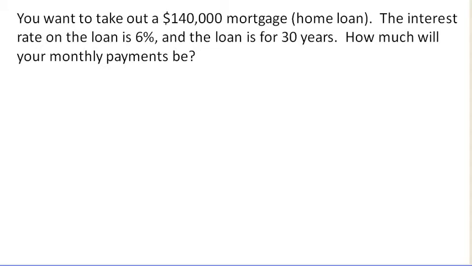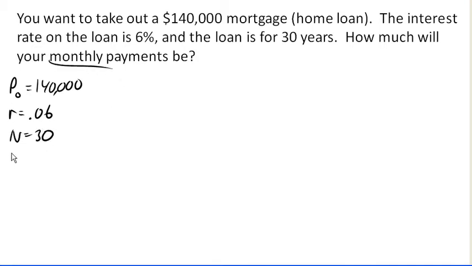So suppose you want to take out a $140,000 mortgage, which is the fancy name for a home loan, for buying a house. So the amount of our loan is $140,000. The interest rate is 6%. The loan is for 30 years, and we're wondering what our monthly payments are going to be. So we're going to go with a number of compounds a year of 12. And I don't know how much my monthly payments are going to be, so that's what we're looking for.